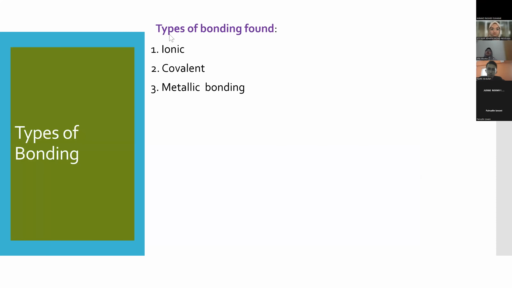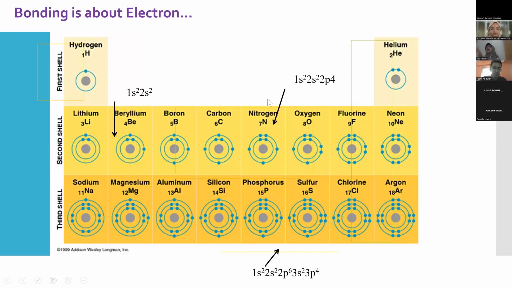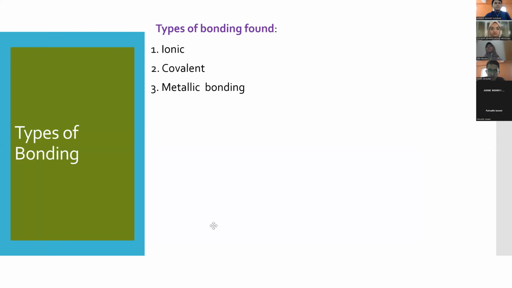After we know the position of the atom or element in the periodic table, and after we know how many electrons each atom has, we can predict the possible bonding that will happen for the material. We want to discuss the types of bonding: ionic, covalent, and metallic bonding.